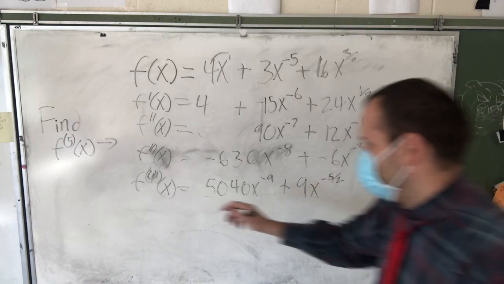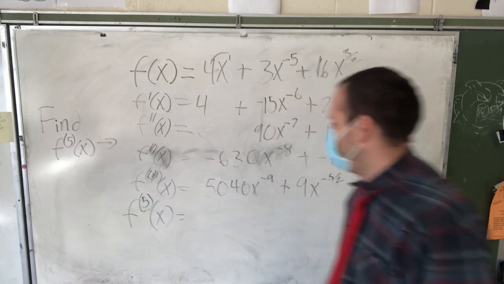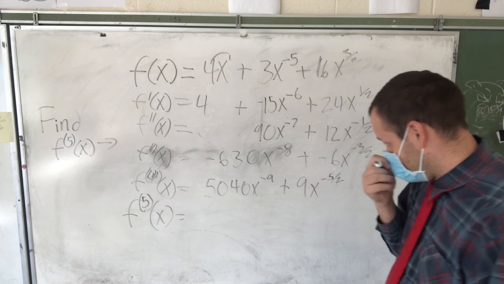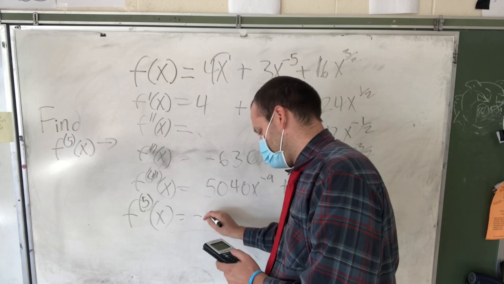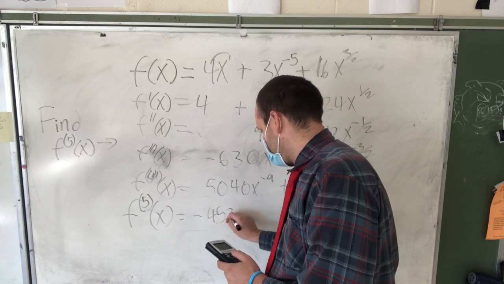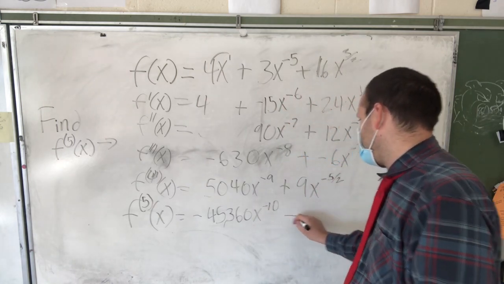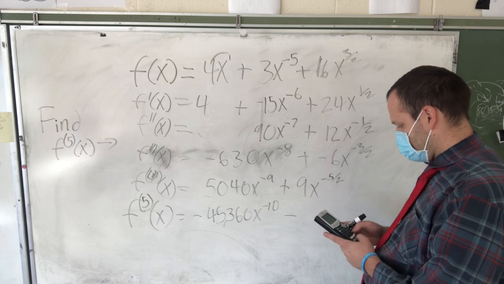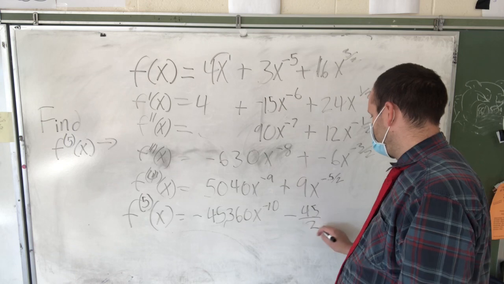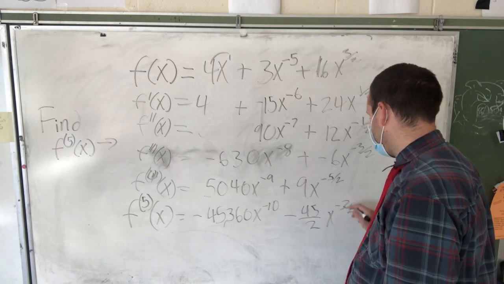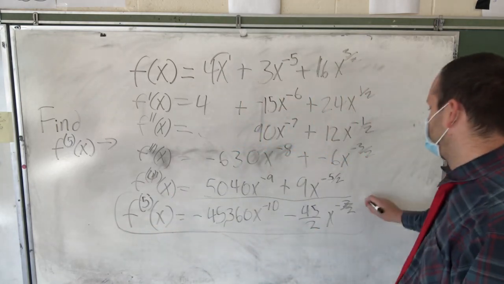All right, last derivative, f to the 5th. Finally, to get the answer, the 5th derivative of this whole equation. 5040 times 9 is going to give me negative 45,360 x to the negative 10th power minus 9 times 5 is going to be negative 45 over 2 x to the negative 7/2 power. That is the 5th derivative.